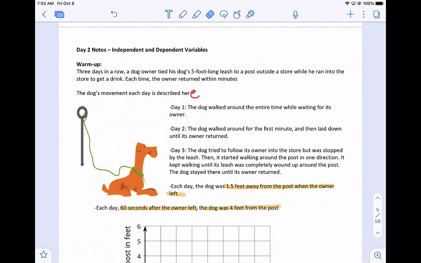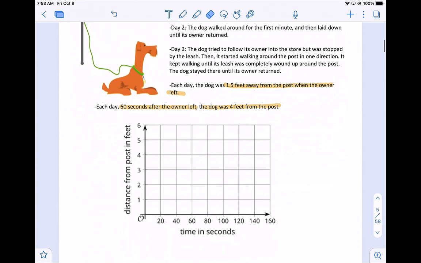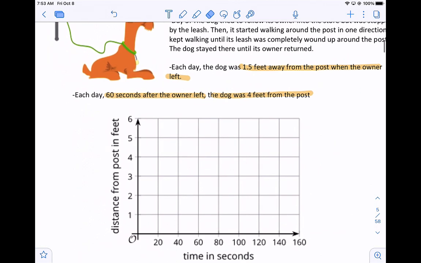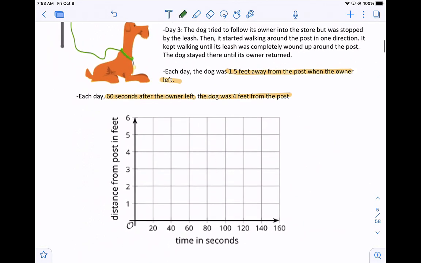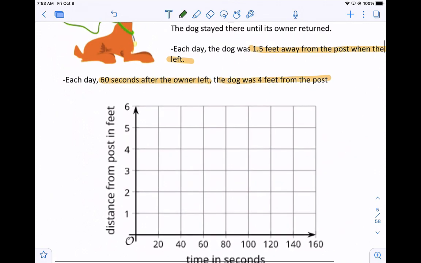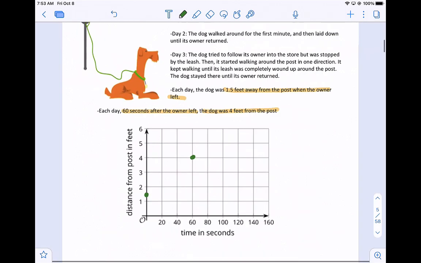Each day, the dog was 1.5 feet away from the post when the owner left, and each day, 60 seconds after the owner left, the dog was 4 feet from the post. Okay, so let's mark that, what I highlighted here. 1.5 feet away when the owner left, so time 0, and then at 60 seconds, 4 feet away. Okay, let's try drawing these situations.